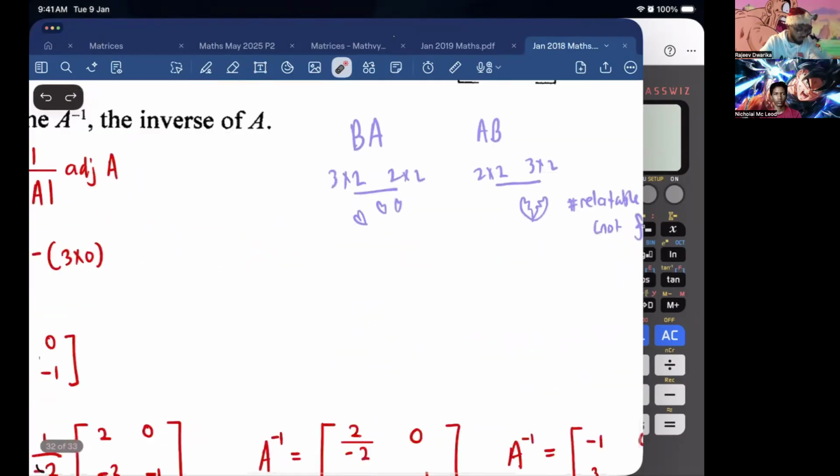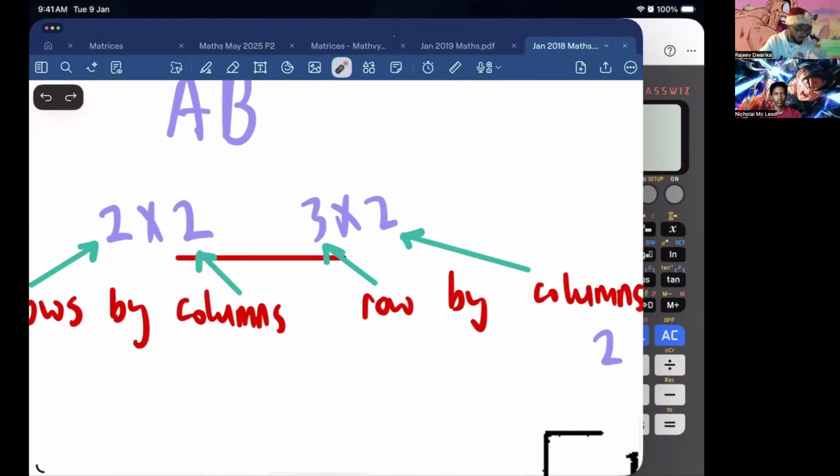Is it the same? No, not the same. It's not a trick question. Are 2 and 3 the same number? No, it's not the same, right?